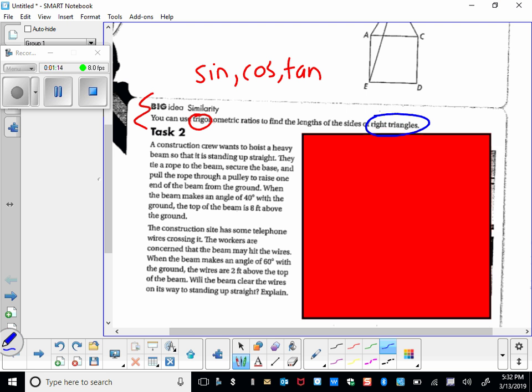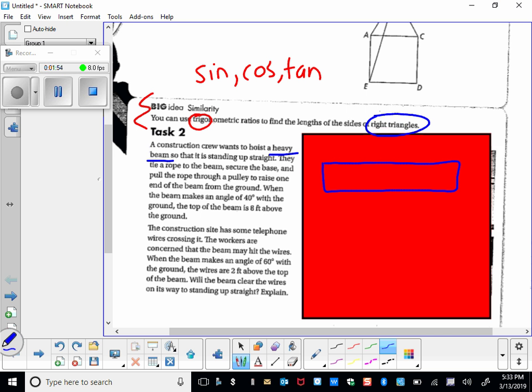And what I did was I covered up the picture in this diagram because I want my students to read the words to get a visual of what is going on and what's being asked. It starts off with a construction crew wants to hoist a heavy beam so that it is standing up straight. When I see the words heavy beam, I automatically think of skyscrapers that were built in New York City, and seeing images of heavy beams being used to make the town's skyscrapers. So a heavy beam is going to be a large beam.